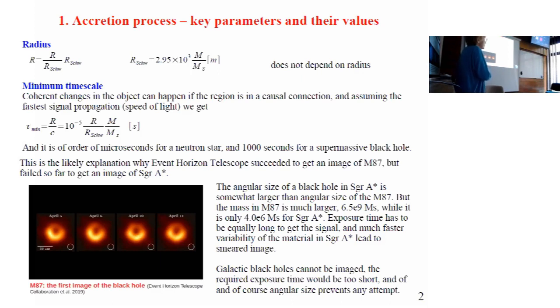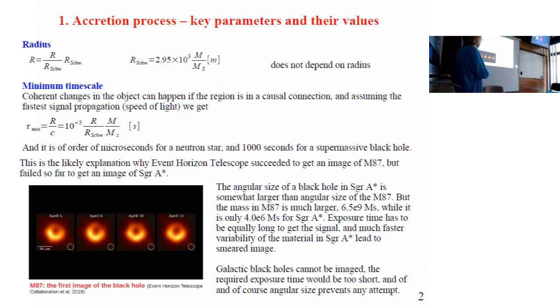Another interesting thing, which is important in the case we observe variability, and as you may know, all accreting sources are actually strongly variable. So this minimum time scale is quite important. And we can draw some immediate conclusions from that. The minimum time scale can be estimated in such a way that if you have changes in the emitting body, then different parts of the body should communicate at least through photons, right? So then this minimum time scale should be the radius divided by the light speed. And then we can express it using the ratio of the mass to the solar mass and the radius to the Schwarzschild radius.